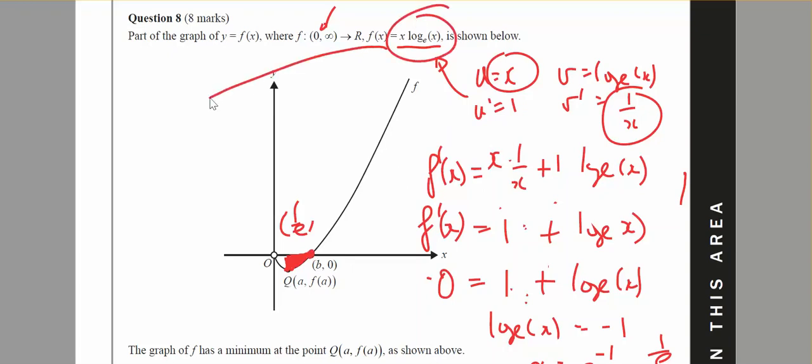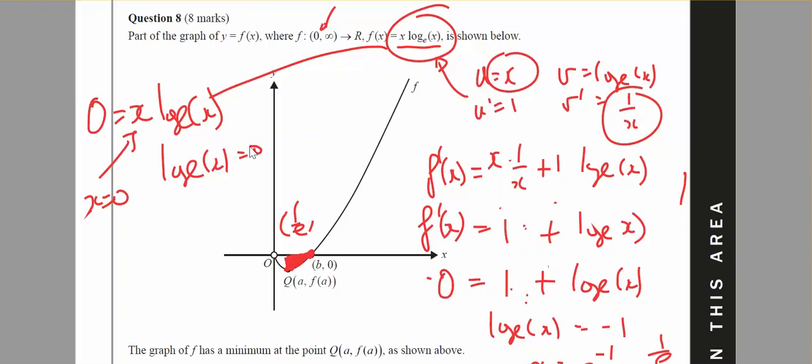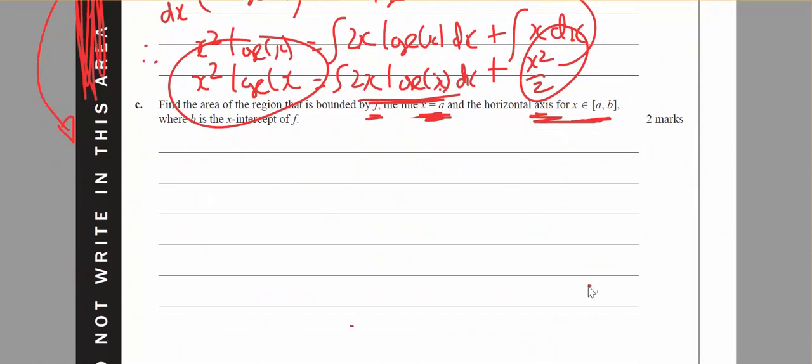So finding x-intercepts: 0 equals x log base e of x. That will be the case when x equals 0, or log base e of x equals 0, therefore x equals 1. So I know that that coordinate there is 1. So what is this area? This area will be the negative integral from 1 on e to 1 of x log base e of x dx.